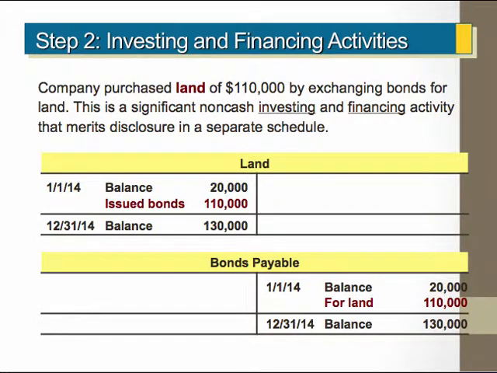Next, after we've figured out the change of cash in operating activities, we need to figure it out for the investing and financing activities. Remember, the investing activities are going to be based upon the changes or transactions that occurred in the long-term assets. The financing activities are coming from the long-term liabilities and the stockholders' equity.